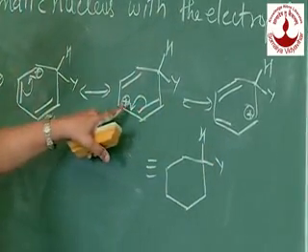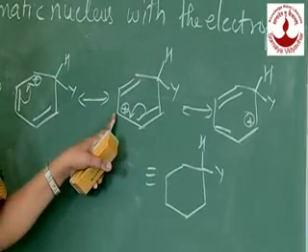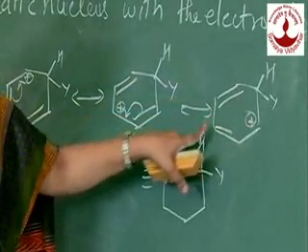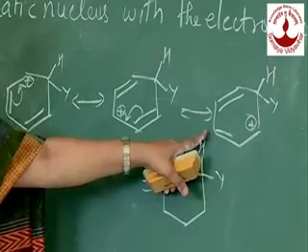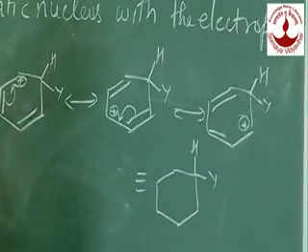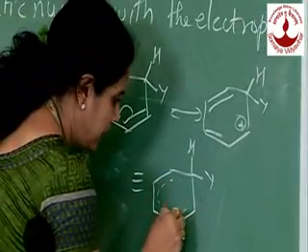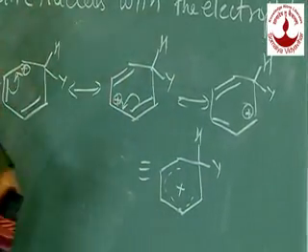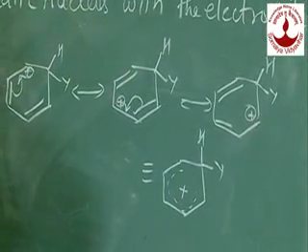Now please note that the positive charge has always gone to ortho positions and para positions, but it has never gone to a meta position. So therefore when I draw a resonance hybrid, I will show a circle with the dotted lines.